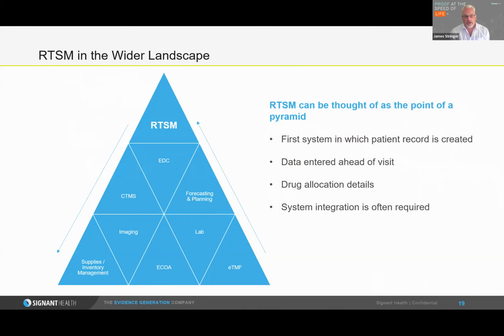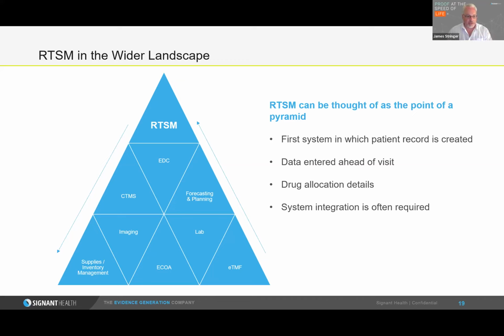Now, my thoughts on RTSM: consent aside, RTSM is usually the first system that creates a patient record. As we start to move to e-consent, e-consent would genuinely be at the point of the pyramid. But my point is that because RTSM is a genuinely site-facing system, and a lot of the others are not, we've got to think about RTSM as the point of the pyramid. We absolutely can't think about RTSM in isolation. RTSM is a great mechanism to receive data into, and indeed send data to, other systems.